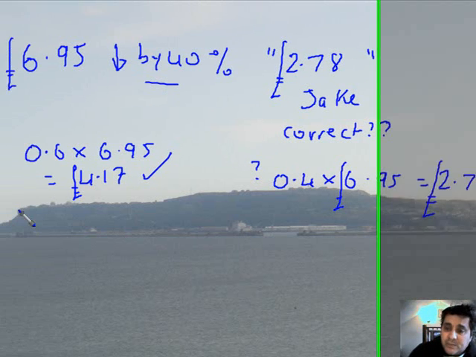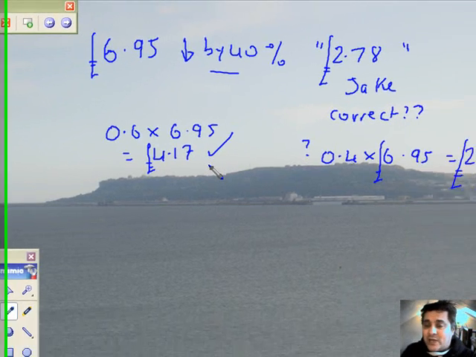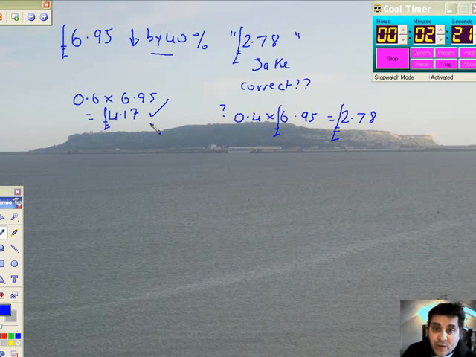Now had he used multipliers, he would have got this in one step. So I have to explain what he did. He just worked out 40% of £6.95. He didn't take the £2.78 away from the £6.95. So Jake's was the actual reduction, but the final reduced price was in fact £4.17. All right. So let's move on to the next question.